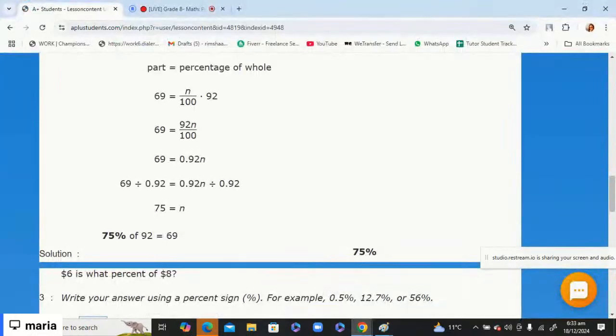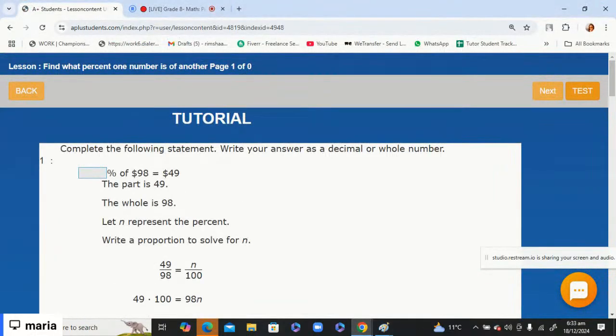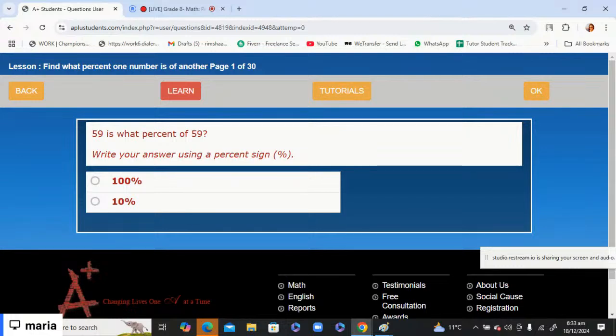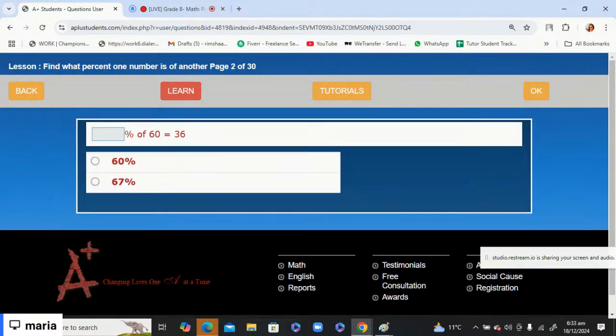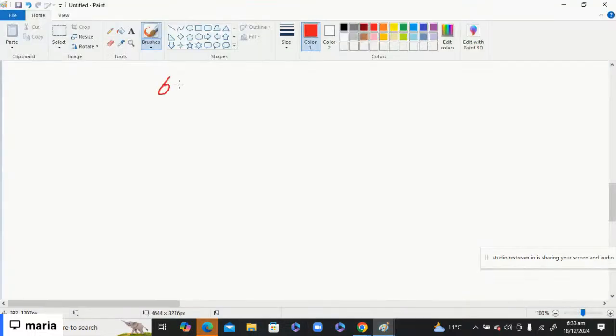Okay, let's do the next. Let's do the test questions, one or two test questions. 59 is what percent of 59? This is basically 100% of 59, because 59 and 59 are both the same thing. Next: dash percent of 60 is 36.